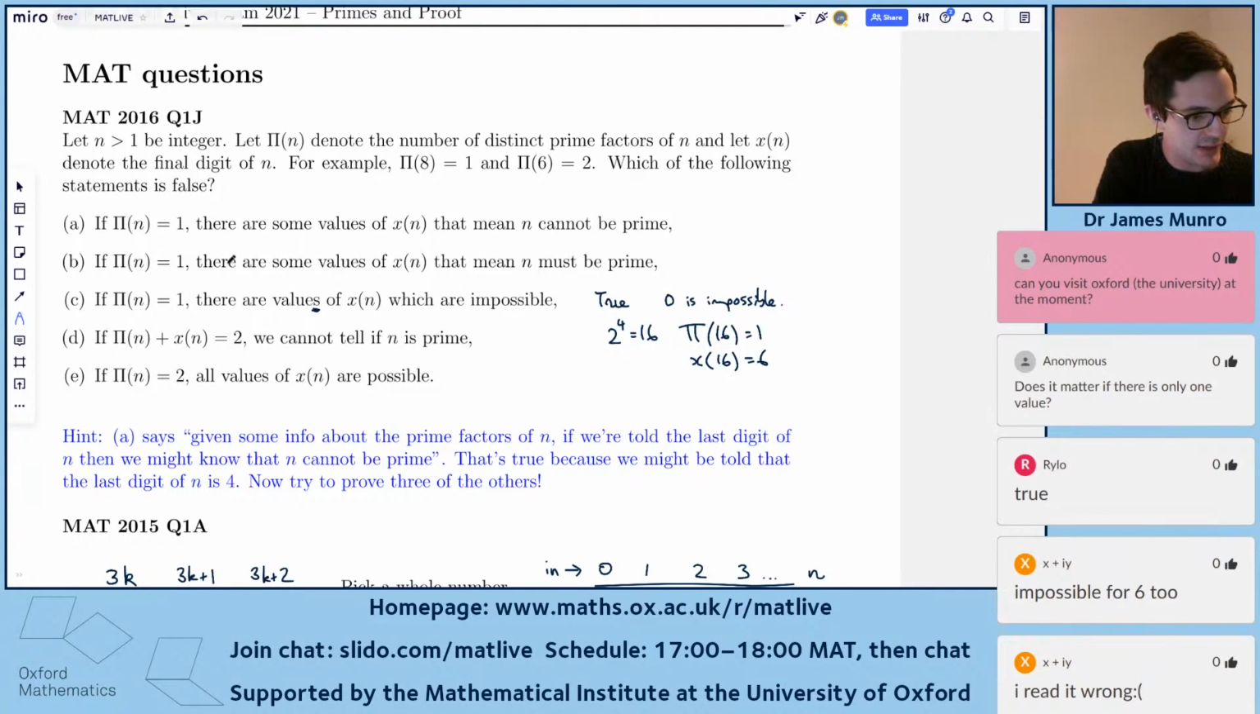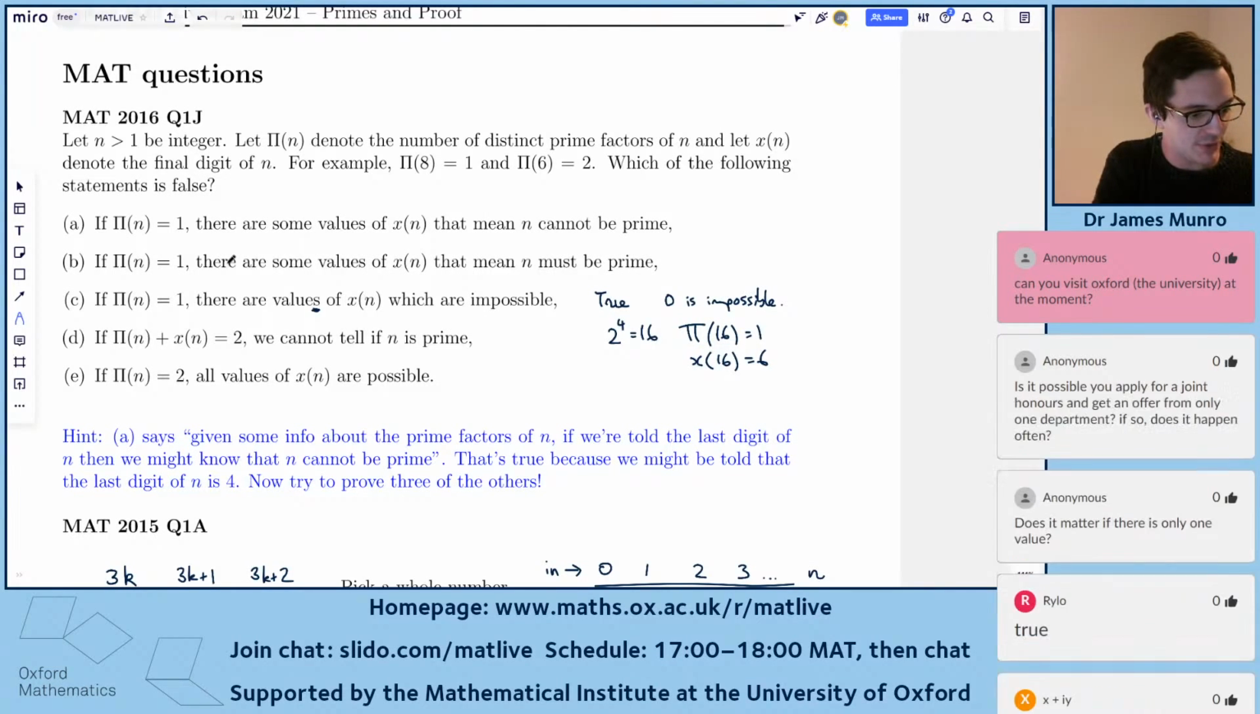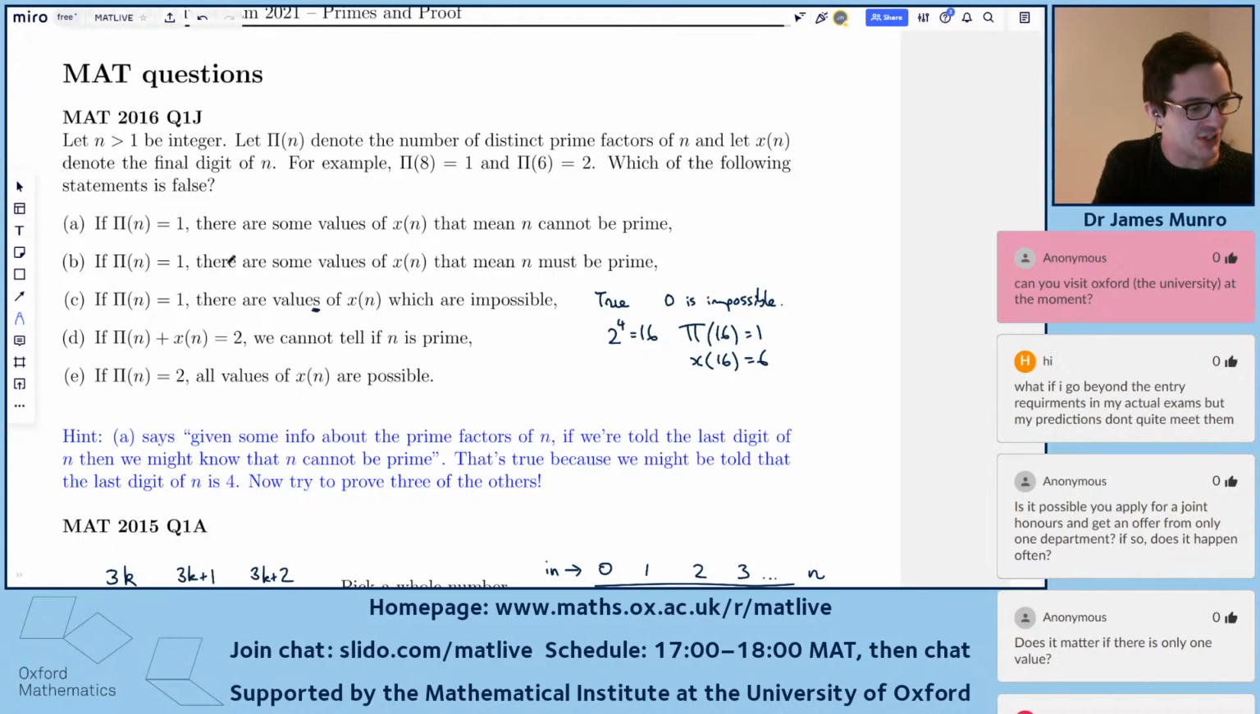Okay. Almost at the point where I'm going to do Adam's cosine question. No, lots more questions. That's good.